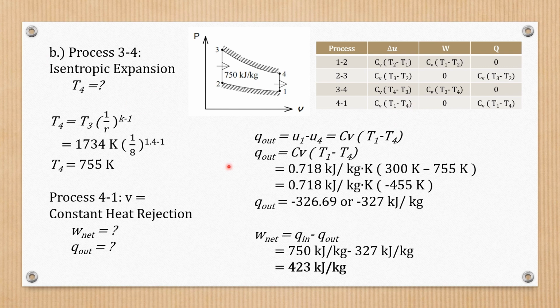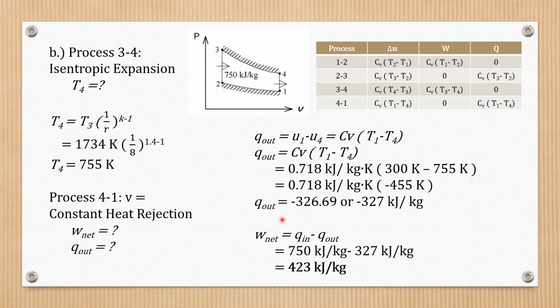So that makes our equation like this. So with this equation, we can now find our specific heat output. Just substitute all the given values and plug it in your calculator and we will get negative 326.69, or negative 327 kilojoules per kilogram.